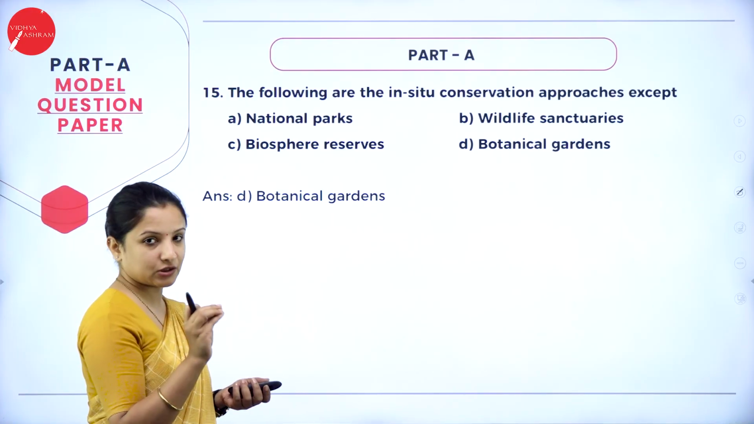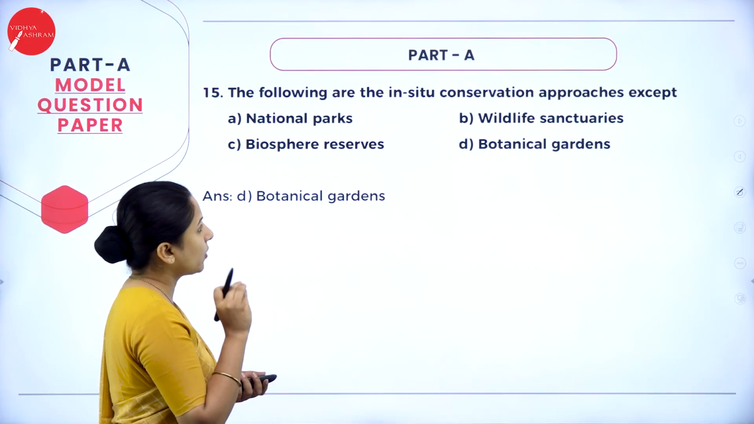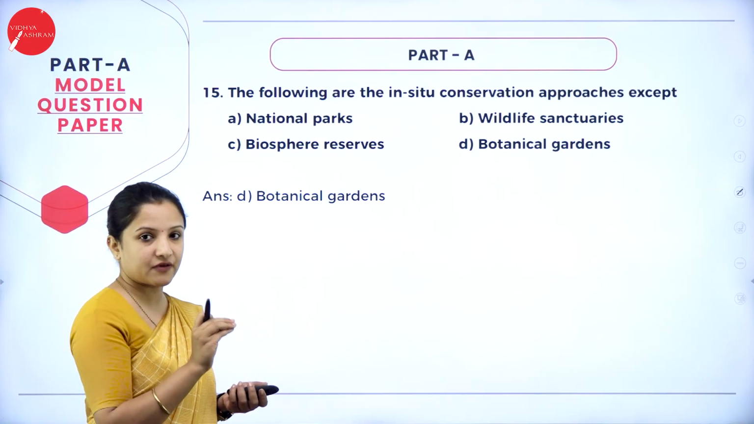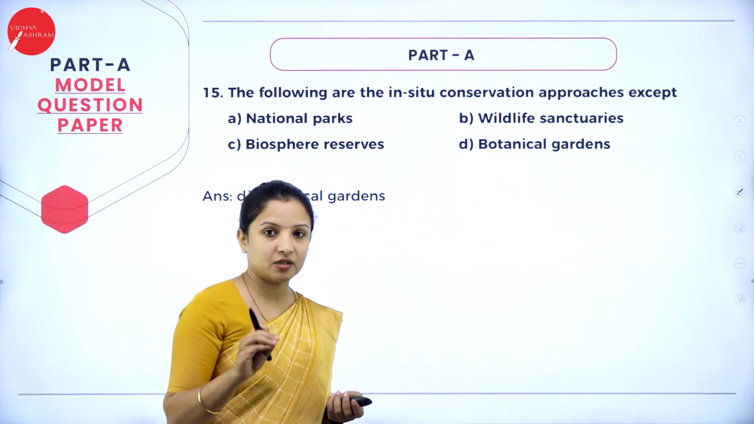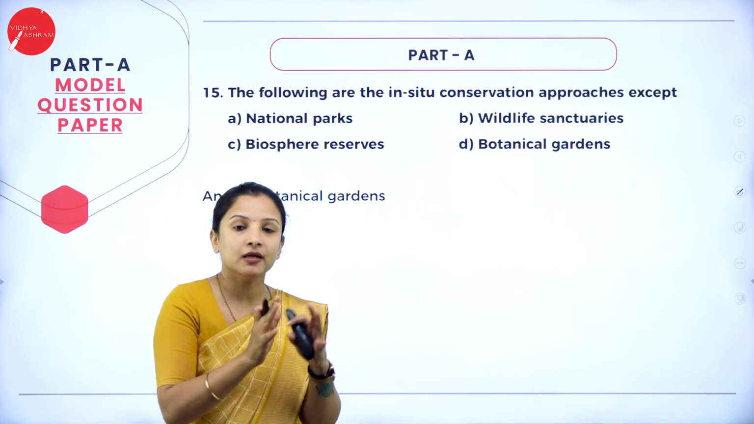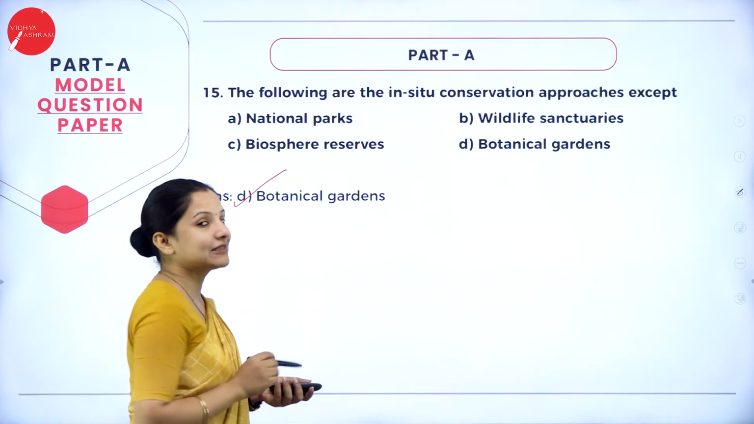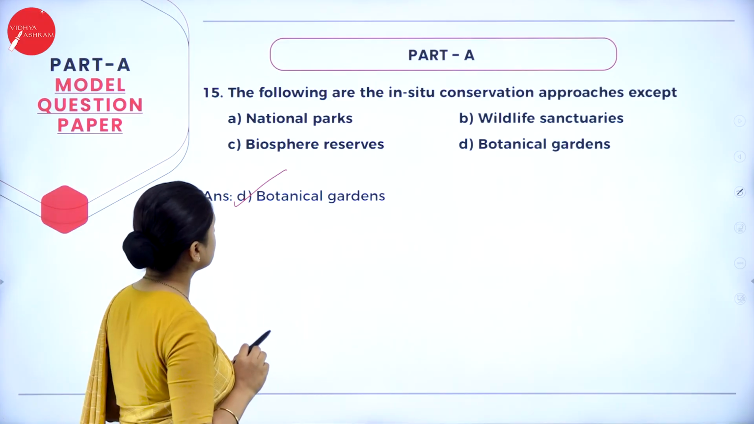National parks are in situ conservation. Biosphere reserves are also in situ conservation. Wildlife sanctuaries are also in situ conservation. Botanical gardens aren't, because in botanical gardens, plants from all over the world are brought and grown in a different habitat. So therefore, botanical garden is an ex situ conservation. It is not an in situ conservation.